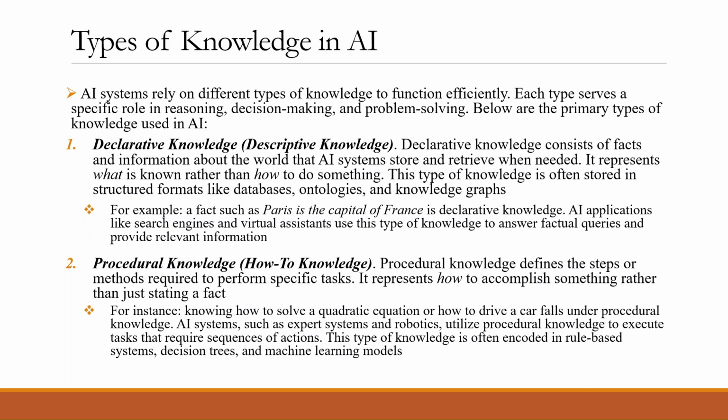Next, we have procedural knowledge or how-to knowledge. This defines the steps or methods required to perform specific tasks. It represents how to accomplish something rather than just stating a fact. For example, knowing how to solve a quadratic equation or how to drive a car falls under procedural knowledge. Artificial intelligence systems such as expert systems and robotics utilize procedural knowledge to execute tasks that require sequences of actions. This type of knowledge is often encoded in rule-based systems, decision trees, or machine learning models.